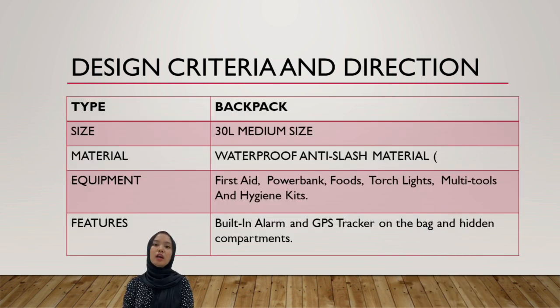Design direction. We chose a backpack in medium size, which is about 30 liters. The material we chose is waterproof anti-slash material. And for the basic equipment, we have first aid, power bank, food, torchlight, multi-tools, and hygiene kits. And as for the new features, we have added an alarm, GPS tracker on the back, and hidden compartments.